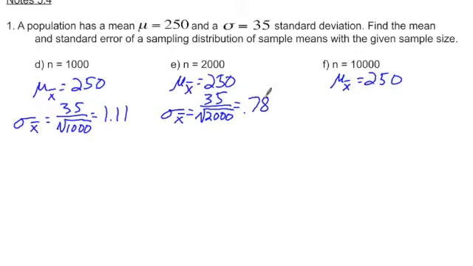And finally, in part F, we are finding the standard error with samples of size 10,000. So we take 35, again, and divide by the square root of 10,000. This gives us a standard error of 0.35. And again, as that sample size increases, the distributions are more tightly clustered around the population mean.